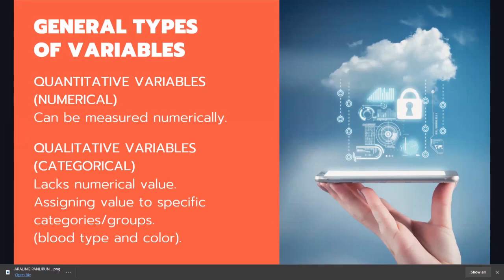One way of classifying variables is through determining their nature. Based on this classification, the two general types of variables are the quantitative variables, which is also known as numerical, and the qualitative variables, which is also known as categorical. This classification would determine the role of variables in a particular study.